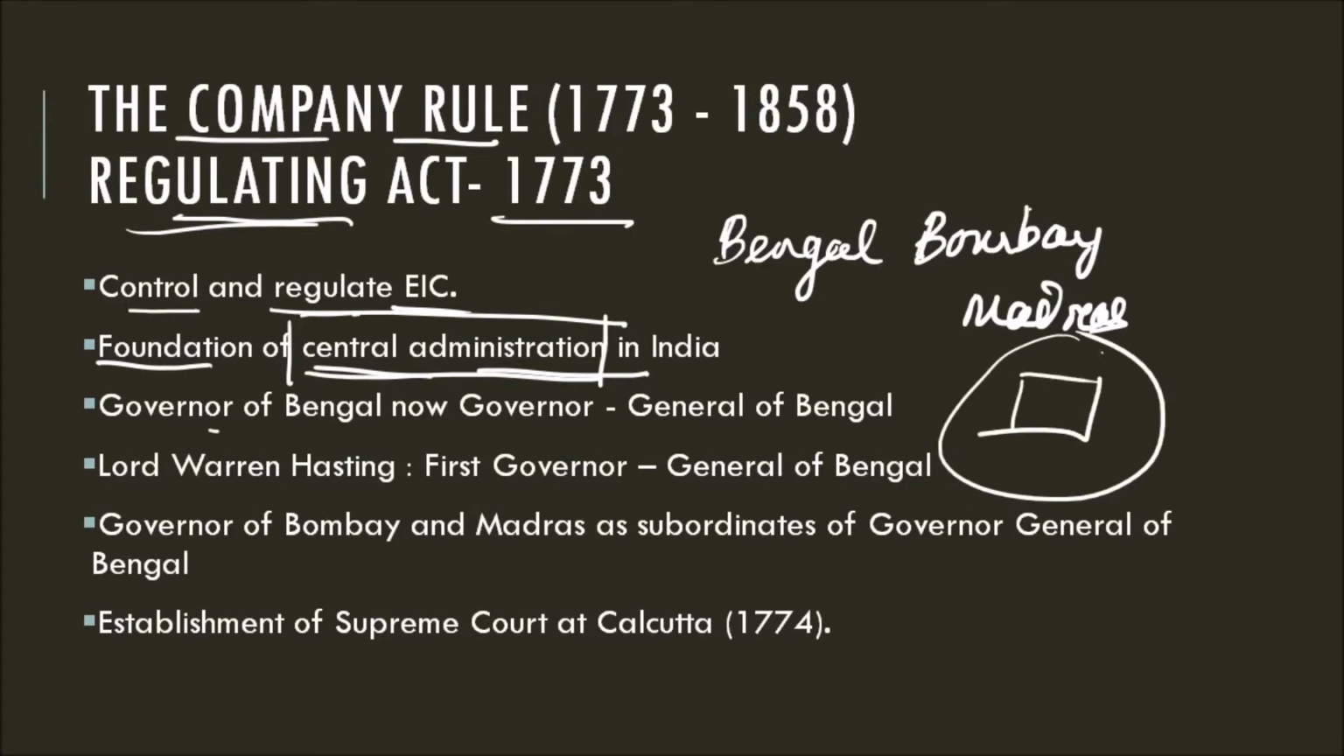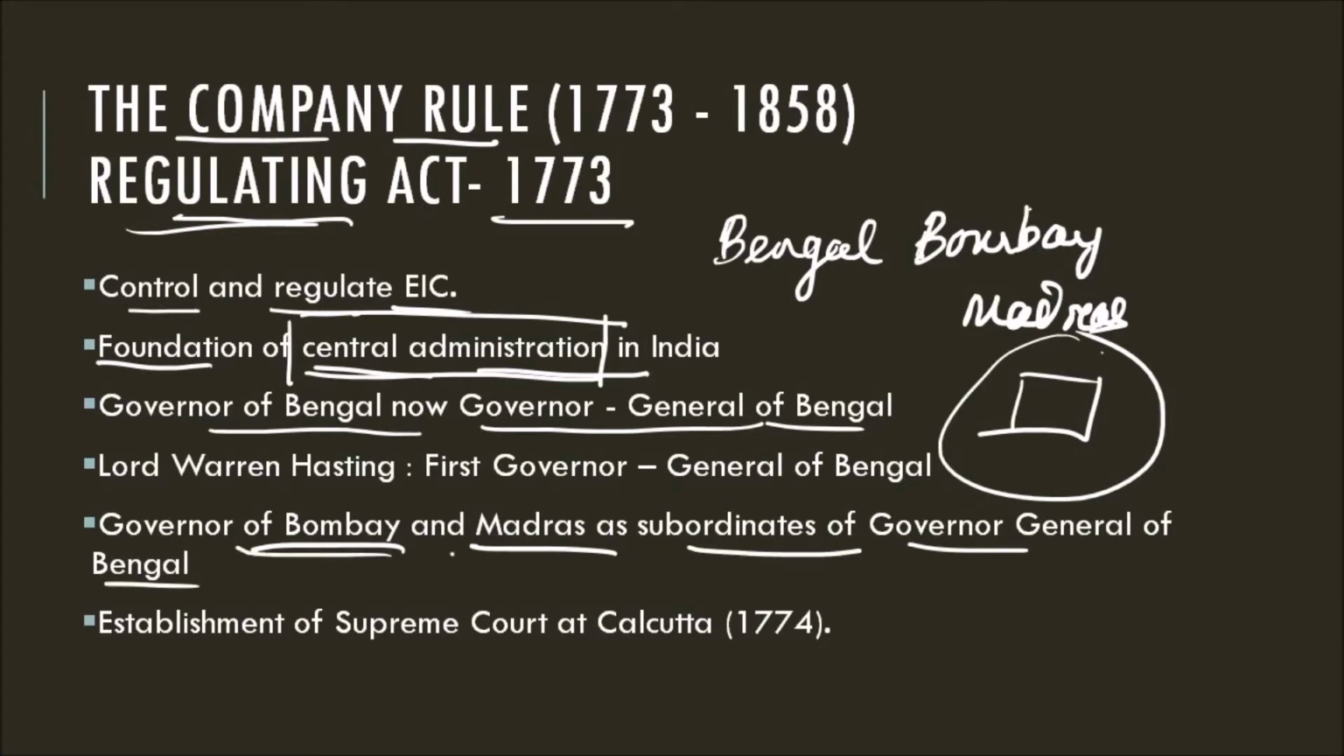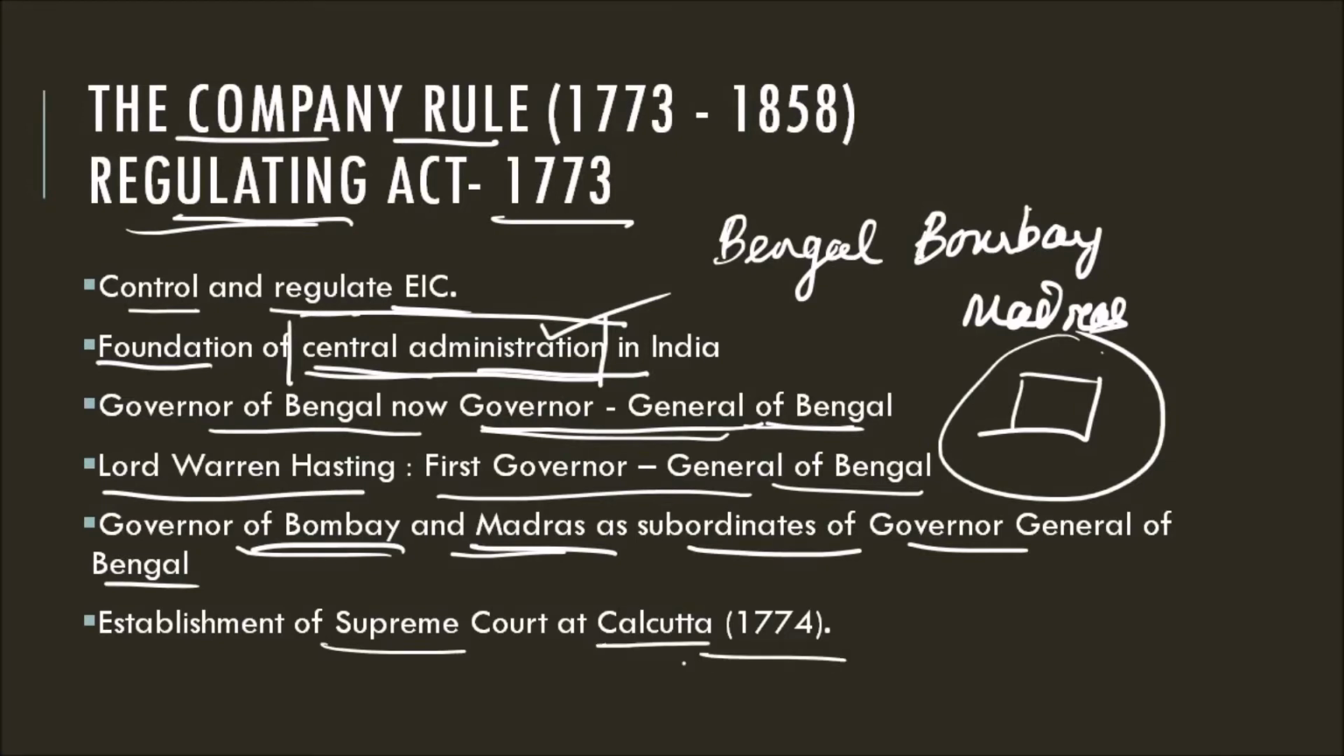To achieve this, the Governor of Bengal became the Governor General of Bengal. And the Governors of Bombay and Madras became subordinate to the Governor General of Bengal. Right? That means the Governors of Bombay and Madras will be assisting the Governor General of Bengal, thus implementing a form of central administration. Lord Warren Hastings became the first Governor General of Bengal. With this act, the Supreme Court was established at Kolkata in the year 1774.